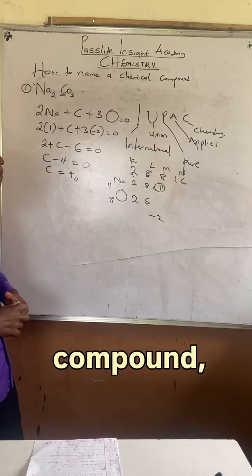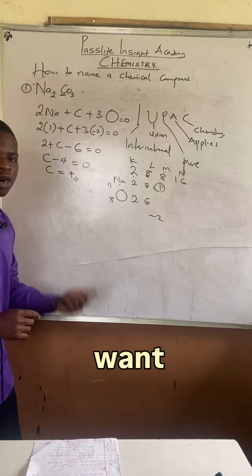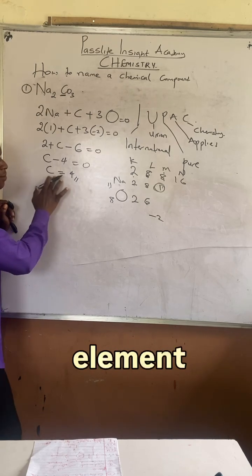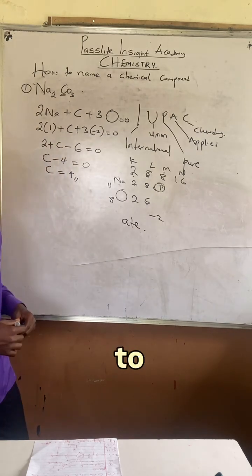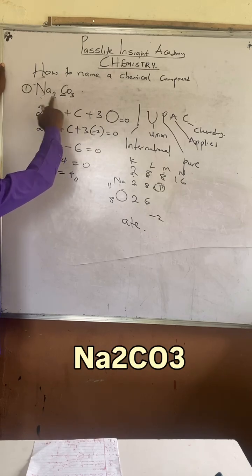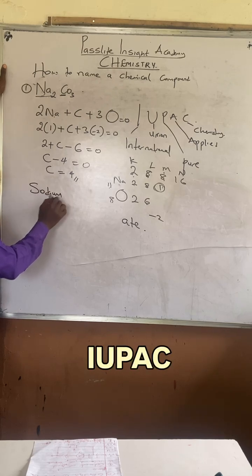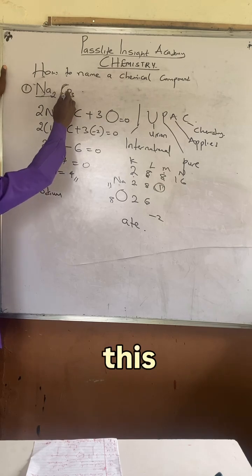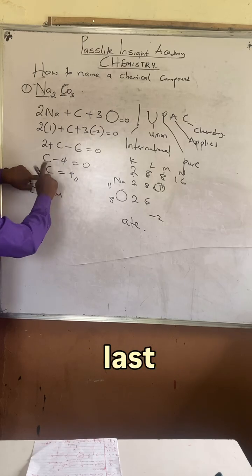Before you can name a compound, the first thing to do is to get the oxidation number of the last element that you want to call. There's another condition here: if I want to call any element last, you must add ATE to that element or compound. So let's see now. I want to name Na₂CO₃. Let's start with sodium. This is the IUPAC now. 3 means tri. Don't forget, I'm going to name this carbon last.